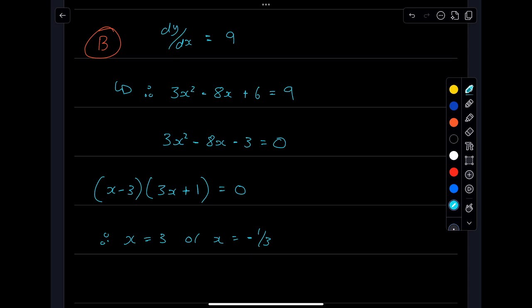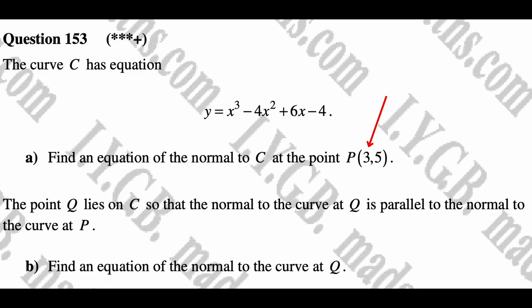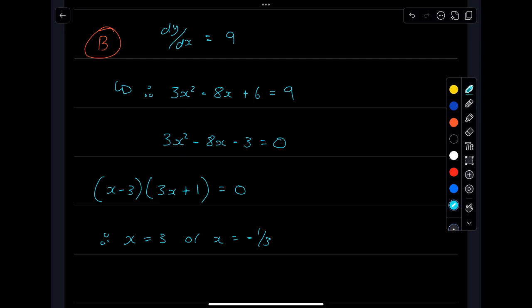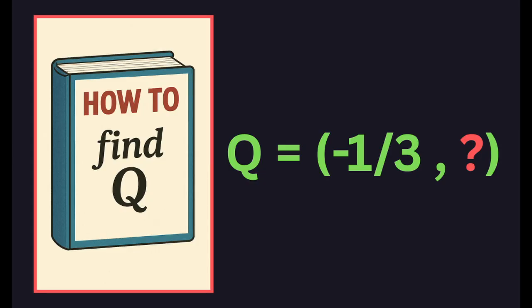But now we have two answers? No, remember, P has an x value of 3, so it can't be that. Therefore, we have x equals negative 1 over 3 for Q.